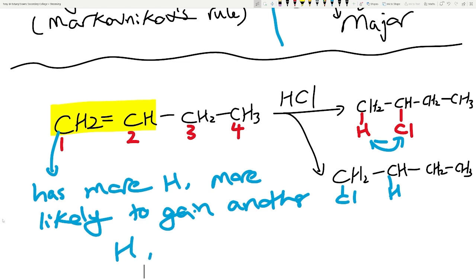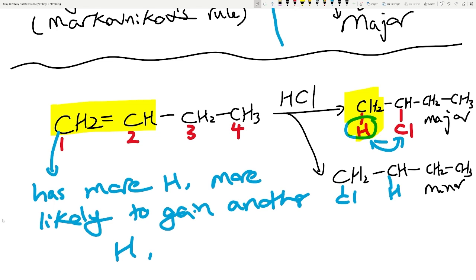All right, so it's more likely going to gain another hydrogen. So here it is. It gained another hydrogen. The hydrogen went to that carbon. So this is our major. This is our minor. Major, minor products. Okay, and if you can explain that, that's an excellent question right there.